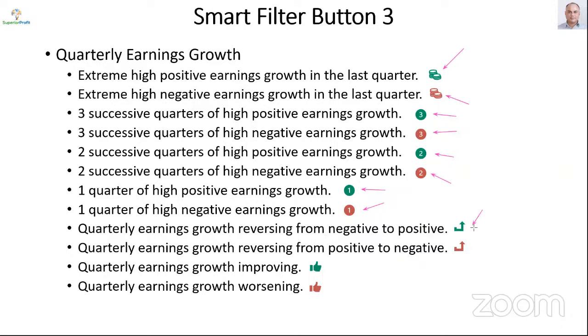Then quarterly earnings growth reversing from negative to positive. Those can be buying candidates, and shorting candidates can be those which are reversing from positive to negative. And even less restrictive, even if the sign is not changing, but earnings growth is improving, that is bullish, and earnings growth is worsening, that is bearish. So a stock's earnings growth may still be negative, but it is less negative than it was before. That is an improvement in quarterly earnings. That may be positive, and that may also lead to a stock's up move. So we are able to filter for that.